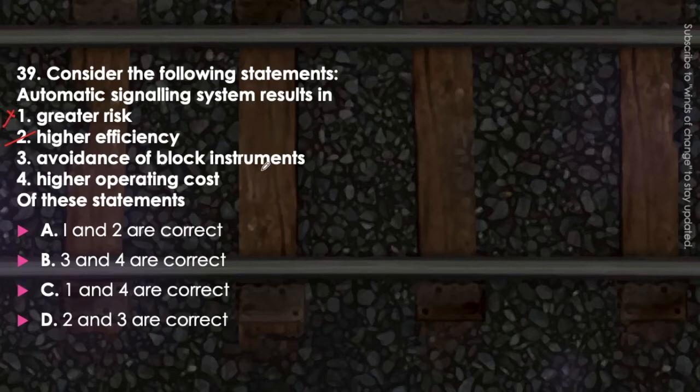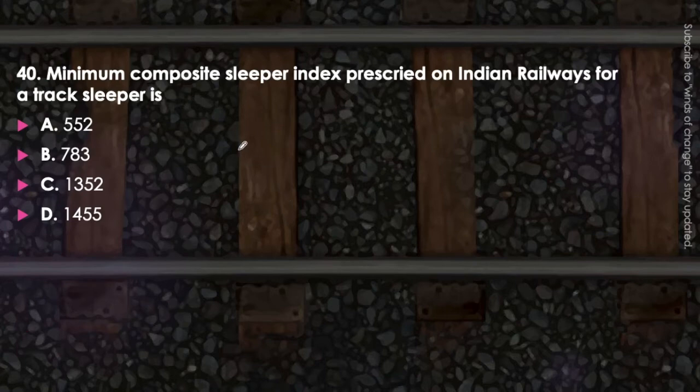Now, avoidance of block instrument, which is also a correct statement. High operating cost is incorrect because operating cost will be lesser. Less manpower will be required. So option 2 and 3 will be the correct statement. So option D will be correct. Okay, memorize it. Next question.